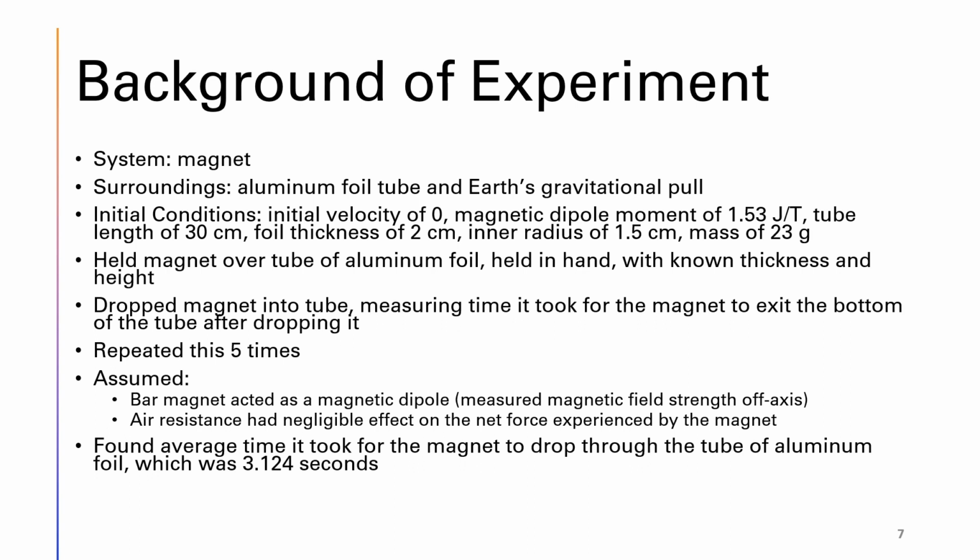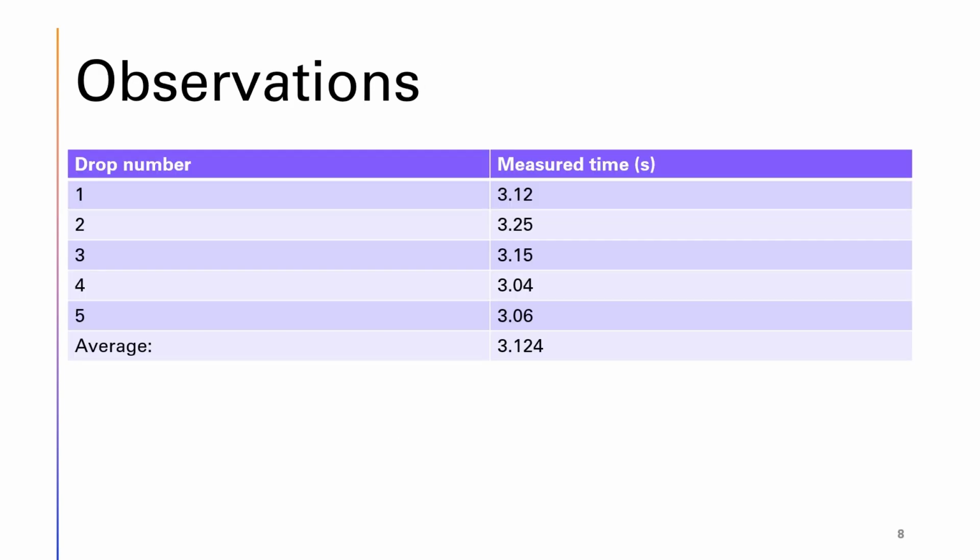I assumed that the bar magnet acted as a magnetic dipole, which was measured with the formula that I used on the previous slides, and the air resistance had negligible effect on the net force experienced by the magnet. I found an average time of 3.124 seconds for the magnet to drop through the aluminum foil. These were the observations that I had, each drop and then the average.